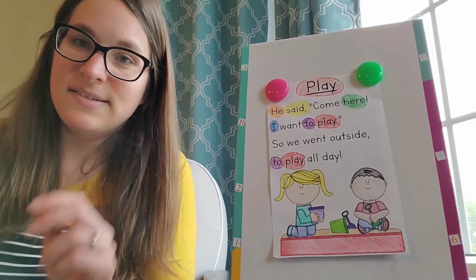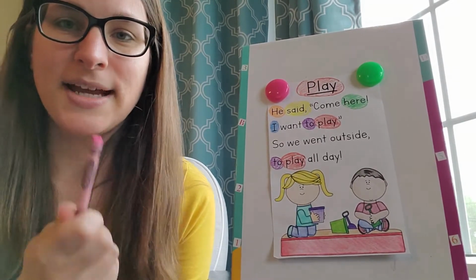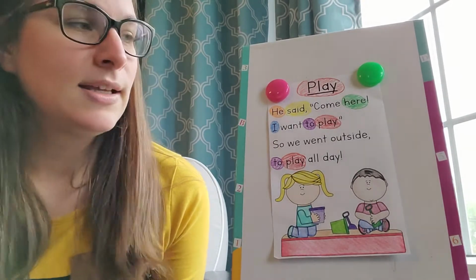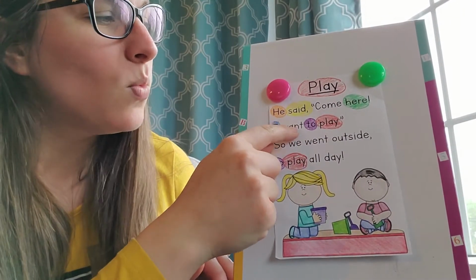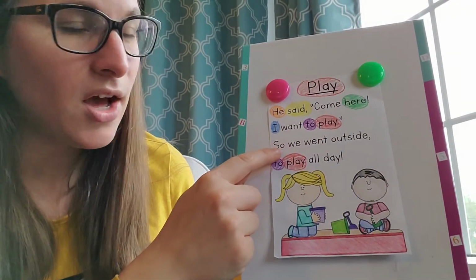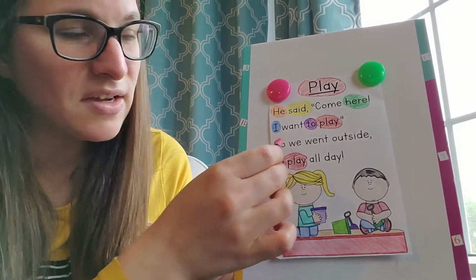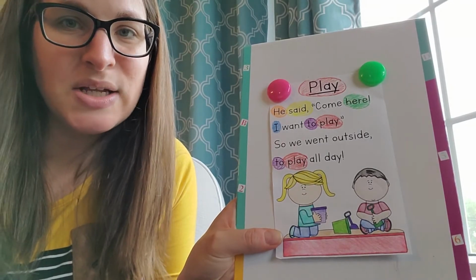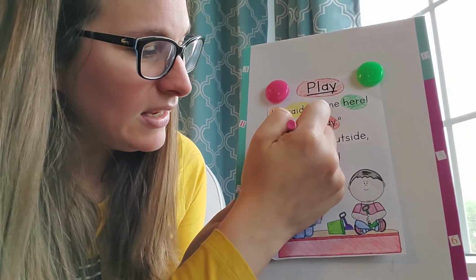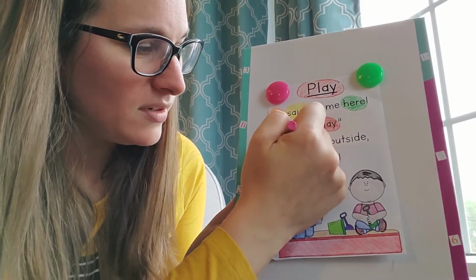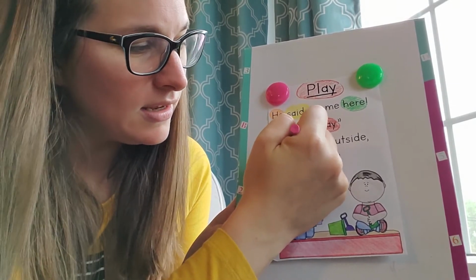I'm going to set down my purple, and I'm going to get my last color, which is pink. So I want to play so. So is not a kindergarten sight word. The next word after so is W-E, which is we. And we is a kindergarten sight word. So we are going to color that pink.